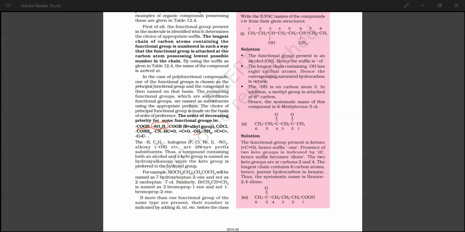So this is the order of priority of various functional groups. The strongest functional group according to NCERT is COOH, and then sulfonic acid, then ester, then acid halide or acid chloride, then amide, then cyanide, then aldehyde, ketone, alcohol, amine, alkene, and alkyne. So this is the order of decreasing strength of functional groups. Now see what they have given here.